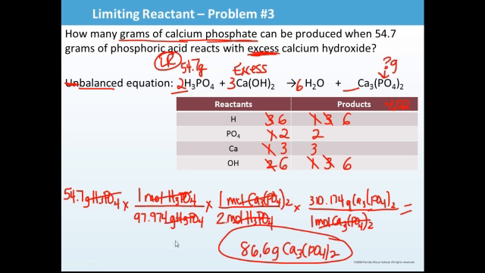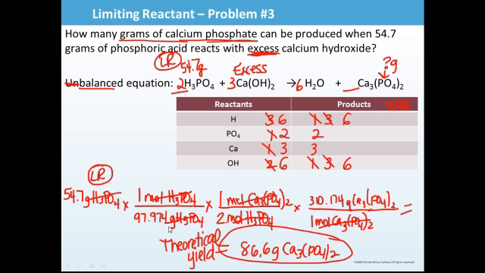Now this is the grams of calcium phosphate, so since this is what the limiting reactant forms, this is also what we call the theoretical yield of calcium phosphate. Okay, we can call it that. Phosphoric acid is the limiting reactant. Calcium hydroxide is the excess reactant. Water is just another product.